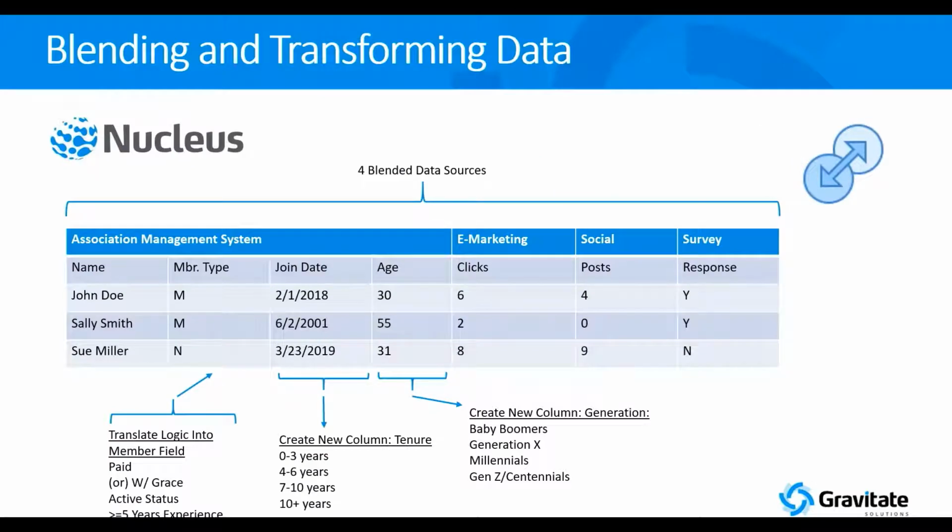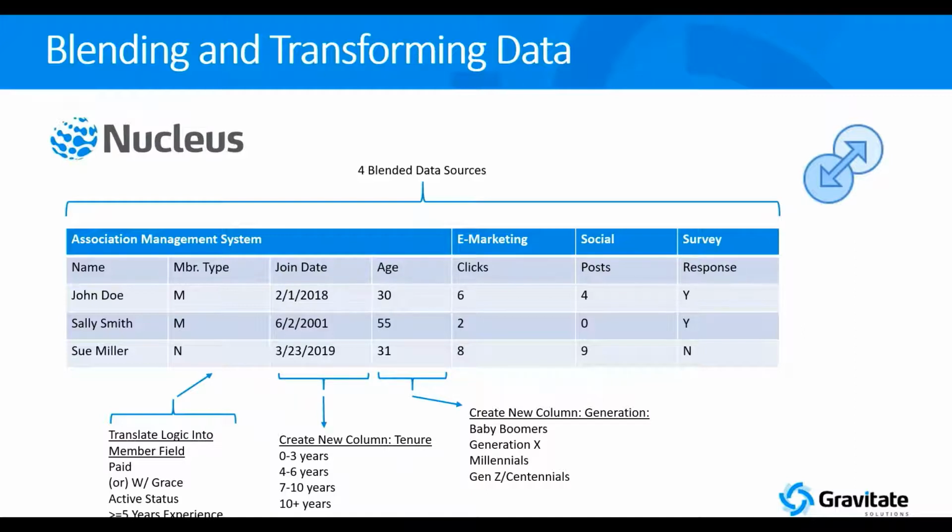I want to talk just a little bit more about blending and transforming data. In this particular example, we are blending data from 4 systems: an association management system, an e-marketing tool, a social community, and a survey. And think of it that we logically take that data and create one large record with many, many columns of data. And once we have that, every one of those columns of data can be used as a filter in the system. But we also transform that data.